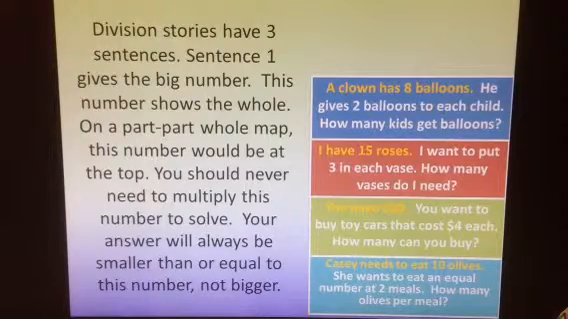So here we go again, talking now just about sentence 1 in the division stories. Division stories have 3 sentences. Sentence 1 gives the big number. This number shows the whole in any story. On a part-part whole map, this number would be at the top. You should never need to multiply this number to solve. Your answer will always be smaller than or equal to this number, never bigger.